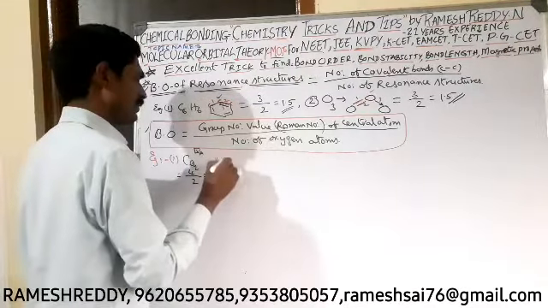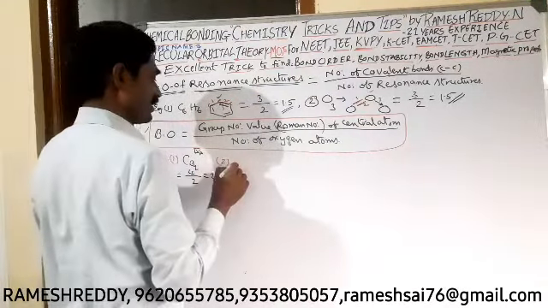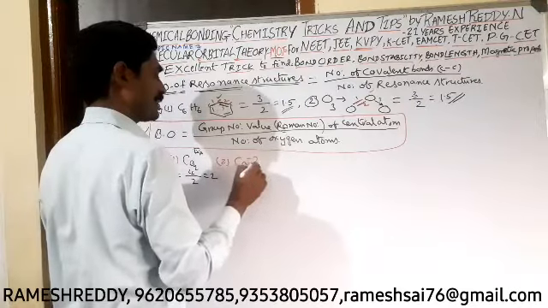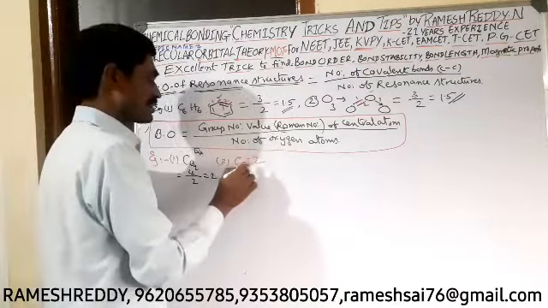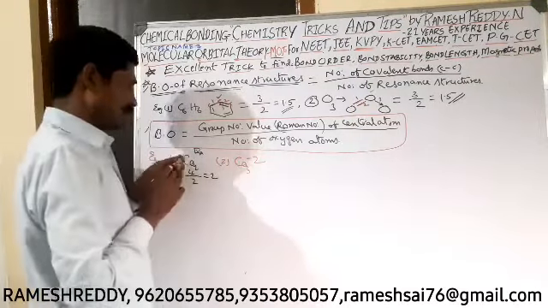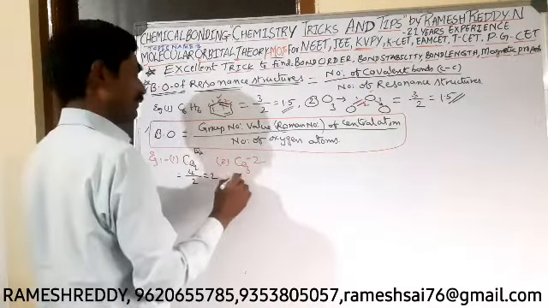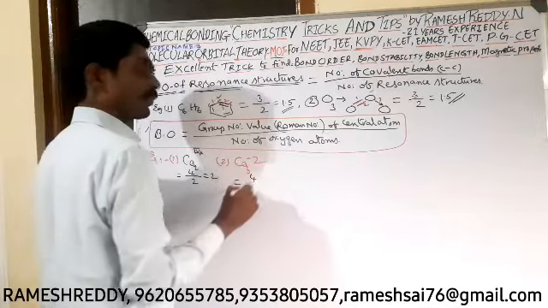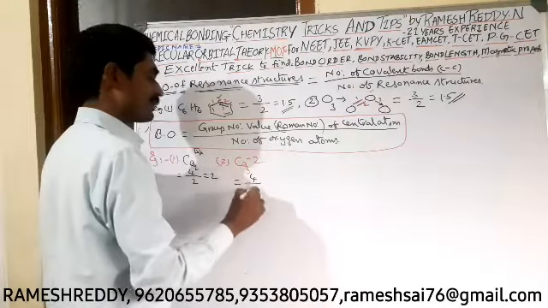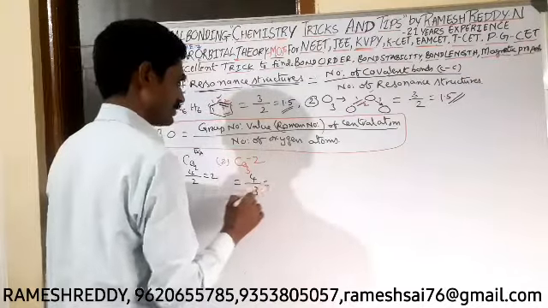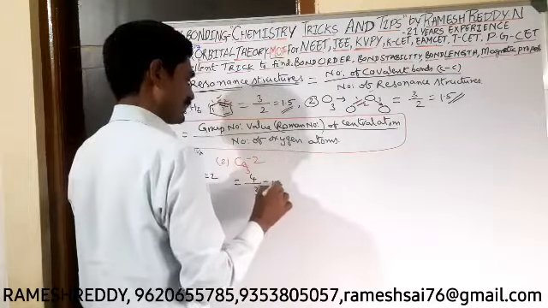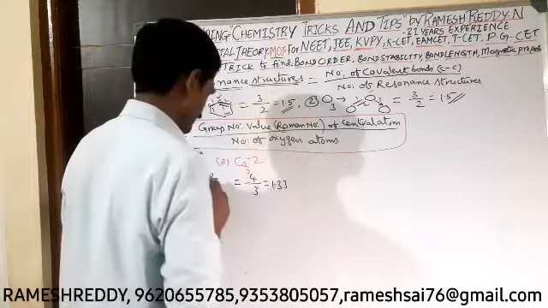Next, second example. Take carbonate ion, CO3 2 minus. What is the bond order of carbon here? Carbon belongs to group number 4. How many oxygen atoms? 3, right? So 4 by 3, how much do you get? That is 1.33, right?